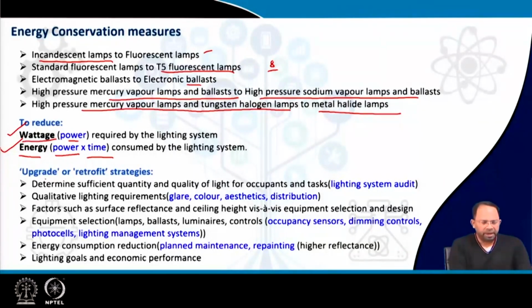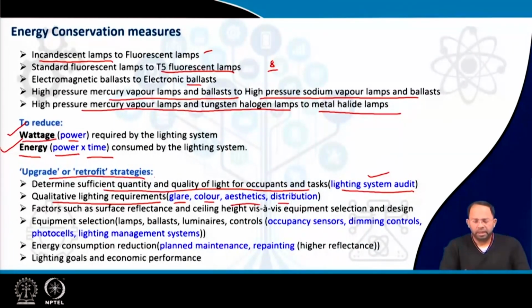So some of the upgrade or retrofit strategies that we can adopt: determine sufficient quantity and quality of light for occupants and tasks. This is the first step, which is also known as the lighting system audit. Then qualitative lighting requirements need to be determined, like how much glare, what kind of color rendition properties, aesthetics of the luminaire, distribution, how many. So all these things play a role. Factors such as surface reflectance and ceiling height vis-a-vis equipment selection and design. So overall this also is important. Then equipment selection involves lamps, ballast, luminaire control.